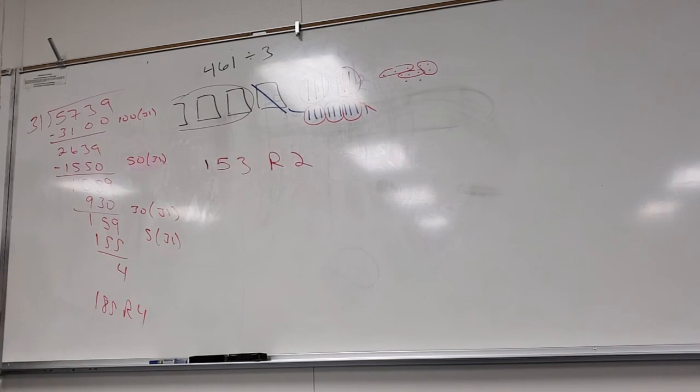Is that the right answer? 185 remainder 4. What's 31 times 185? Somebody help me out. 5,735. If you add 4 to it, yes. Do you guys understand that's the right answer? Yes? Okay. Has anyone ever seen this weird thing? Yes, a little bit?